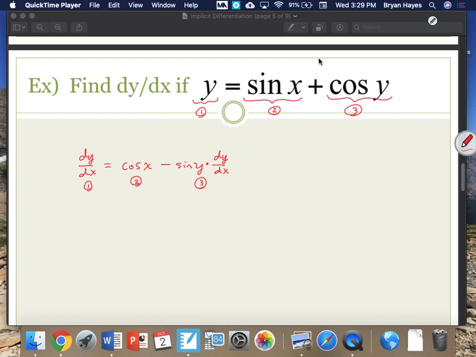So if I'm supposed to just find one of them, then I need them to be on the same side so that I can factor out that GCF of dy dx. So what I'm going to do next is add this sine of y dy dx from the right side to the left side. That's going to equal the cosine of x. I'll GCF the dy dx. Careful here, that's going to leave us with 1 plus the sine of y.